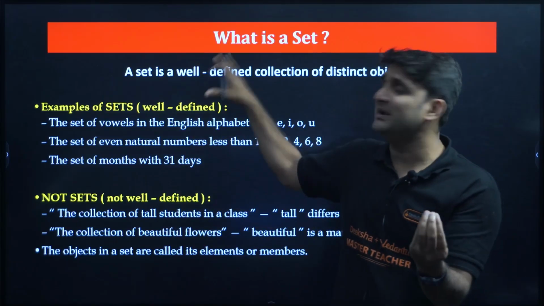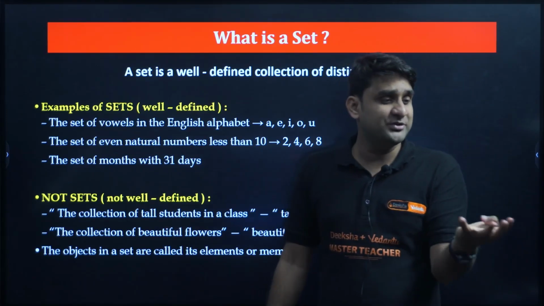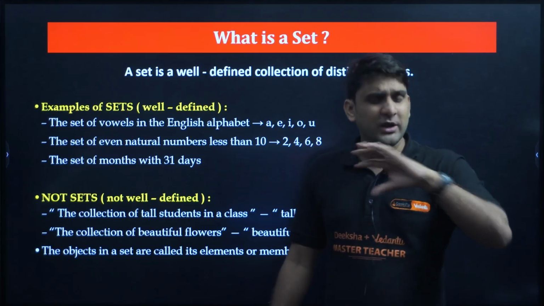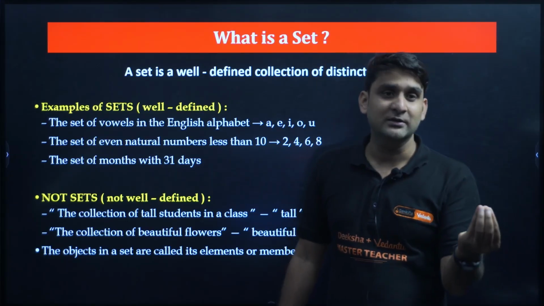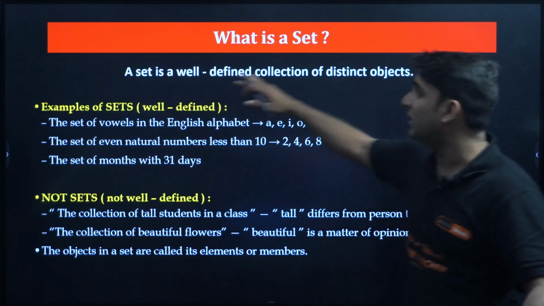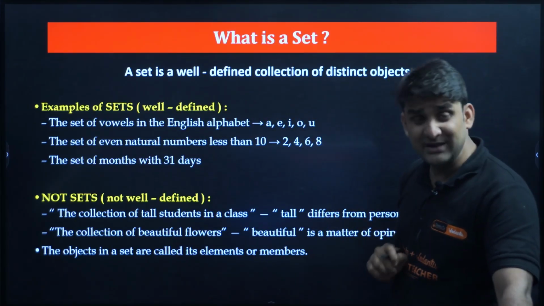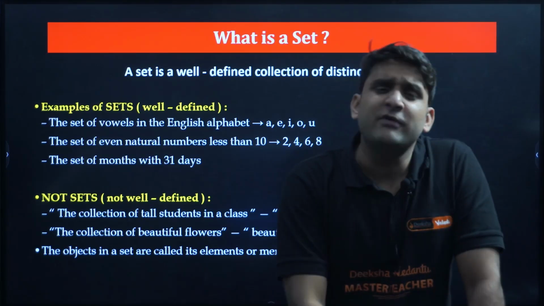So basically, a set is what? A collection of information, collection of data, collection of objects, collection of numbers, collection of any geometrical shape, whatever it can be, but the collection should be well defined. So basically a set is a well defined collection of distinct objects. Yes, distinct objects.